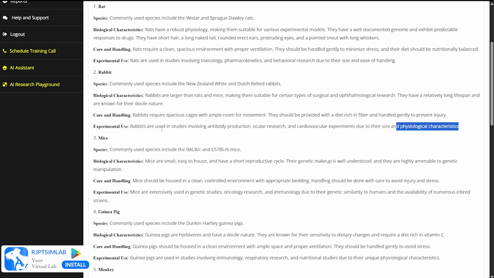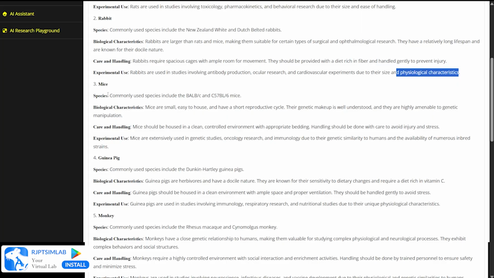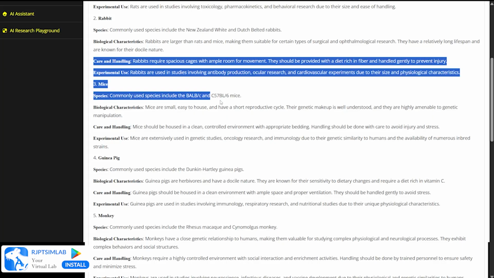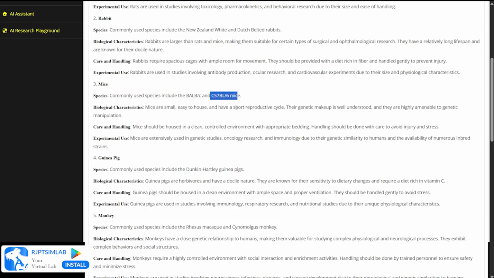Now, our third animal is the mice. The commonly used species include BALB/c and C57BL/6 mice. The biological characteristics are that mice are small, easy to house, and have a short reproductive cycle. Their genetic makeup is well understood and they are highly amenable to genetic manipulation. They can be easily manipulated genetically.